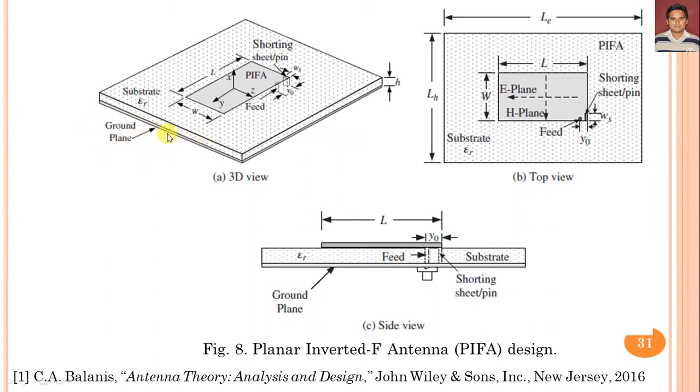In that case, it is a ground plane and this is the substrate having dielectric constant epsilon r and height of the substrate h, and the width of the patch W and length of the patch L is considered. In that case, the important thing is the shorting pin width. As you can see, this is the width and this is the gap between the feed element and the shorting pin.